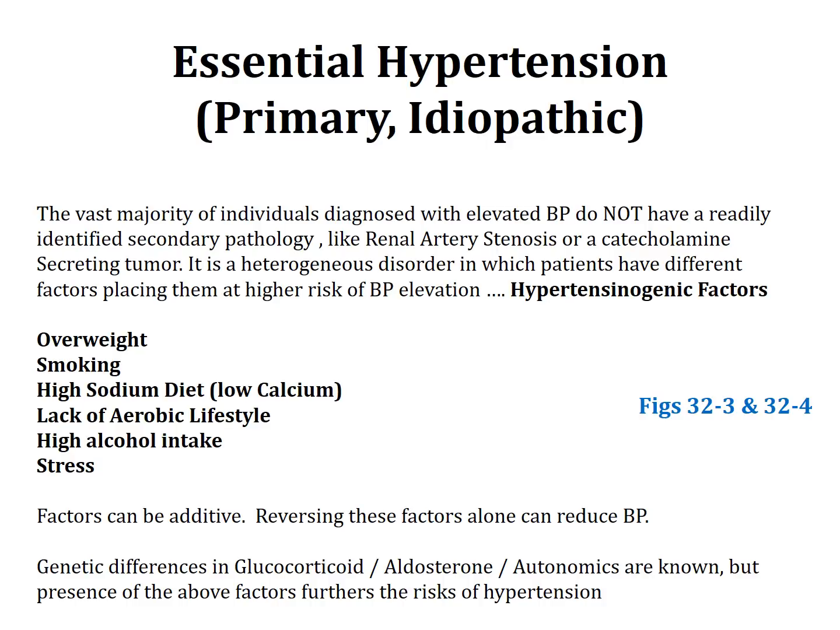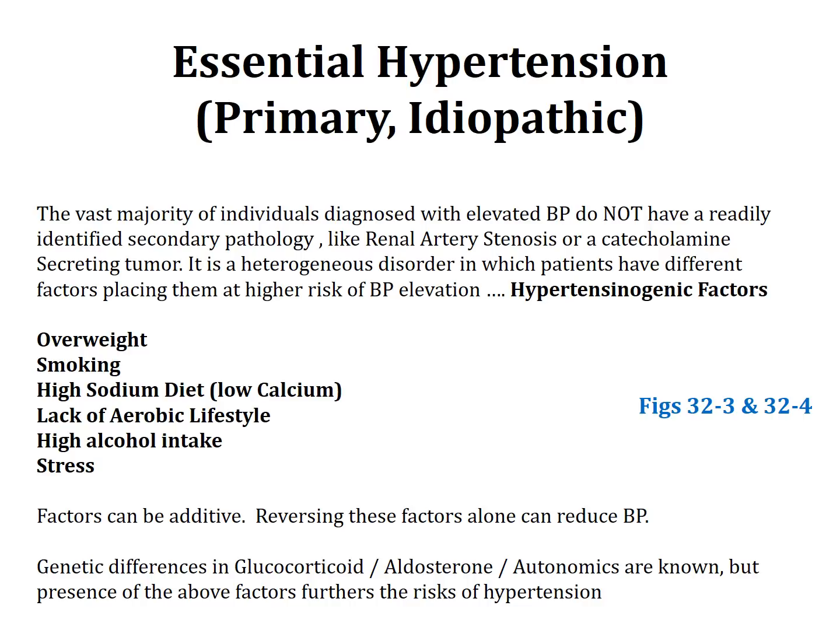hypertensinogenic risk factor. So if you're overweight, if you're smoking, if you have a high sodium diet, lack an aerobic lifestyle, high alcohol intake, under a lot of stress. Now I know a lot of you are looking at that and saying, well, isn't that a secondary cause? If you're overweight and you're smoking, then you lose weight and you stop smoking and you stop binge drinking, your blood pressure comes down. You're right. You're absolutely right about that.